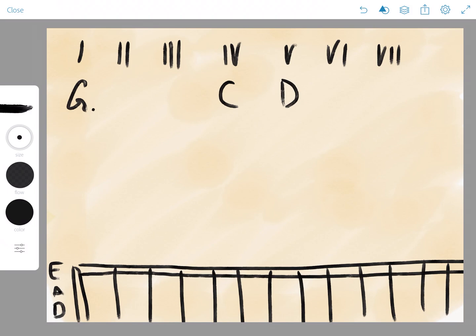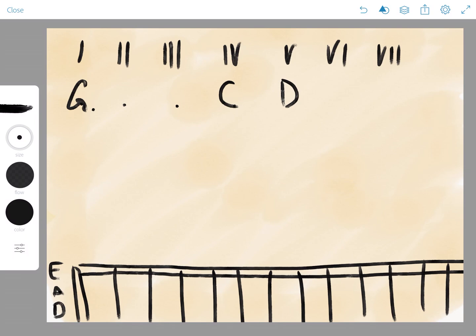Why are they G, C, and D on 1, 4, 5? Well, if G is 1, that's your first chord. Second chord would be A. Third chord would be B. Fourth is C, and then fifth is D. That's just chord theory. All right, so we're only interested in 1, 4, and 5 right now.